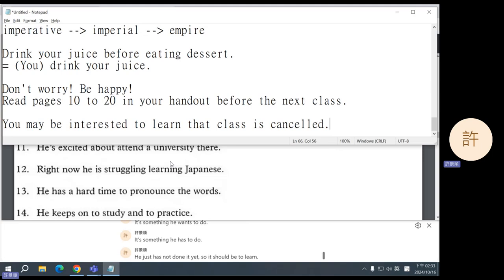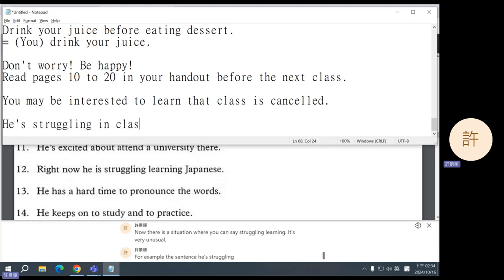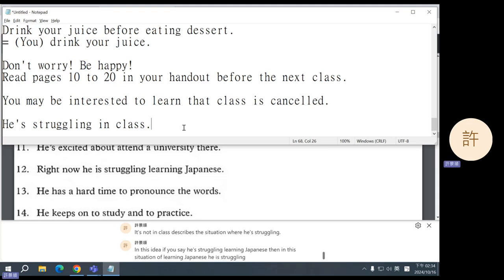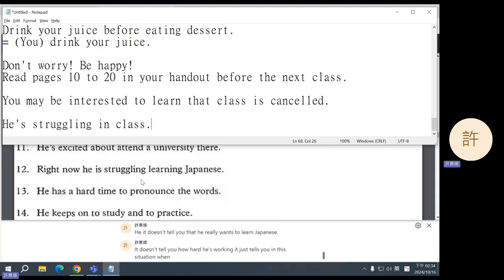Now, there is a situation where you can say struggling learning. It's very unusual. For example, the sentence, he's struggling in class. In class describes the situation where he's struggling. In this idea, if you say he's struggling learning Japanese, then in this situation of learning Japanese, he is struggling. But this sentence no longer gives you a sense of expectation. It doesn't tell you that he really wants to learn Japanese. It doesn't tell you how hard he's working. It just tells you in this situation, when he is learning Japanese, he's struggling. It's more static, more neutral.